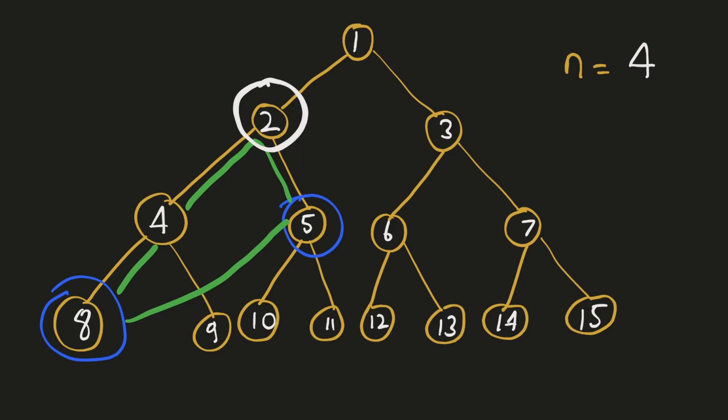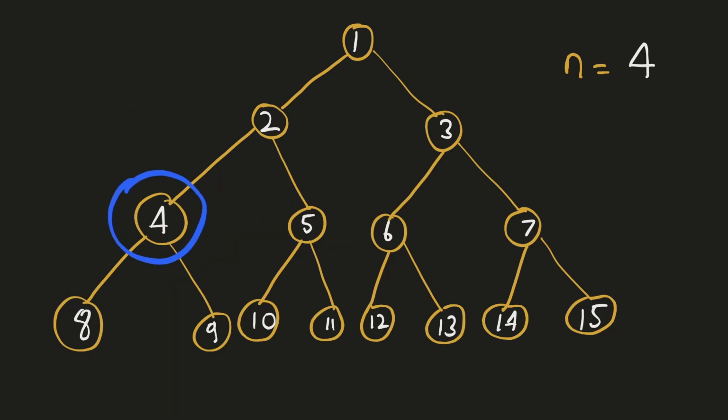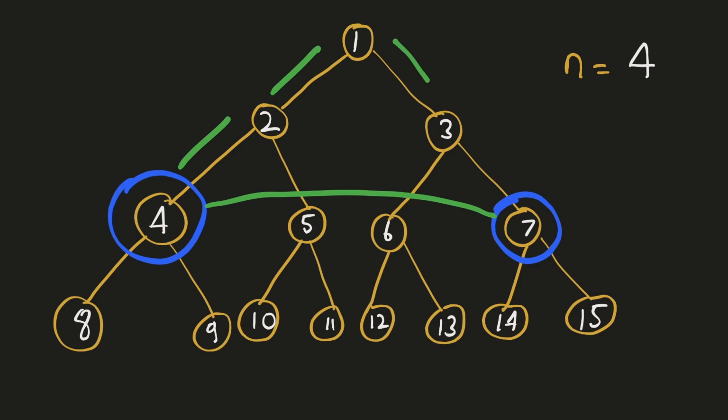And for calculating the length of the cycle, the number of edges between 2 and 8 is 2. The number of edges between 2 and 5 will be 1. And we'll have one extra edge for connecting the query nodes. So the length of the cycle will be 4. Similarly, for these two nodes, the number of edges required to form a cycle will be 5.